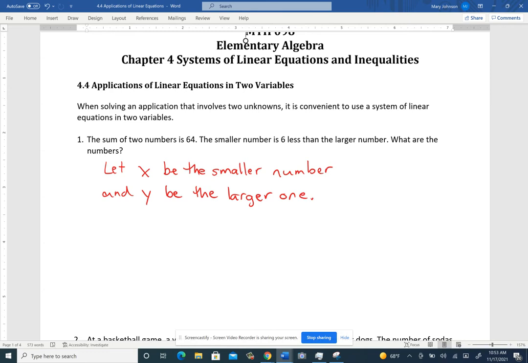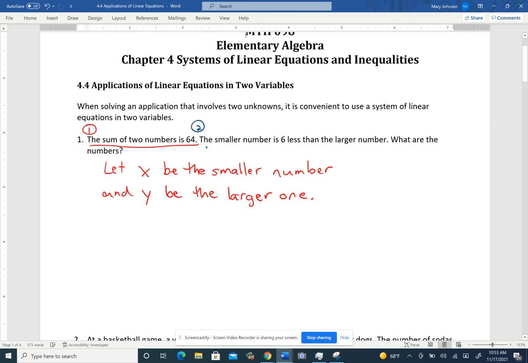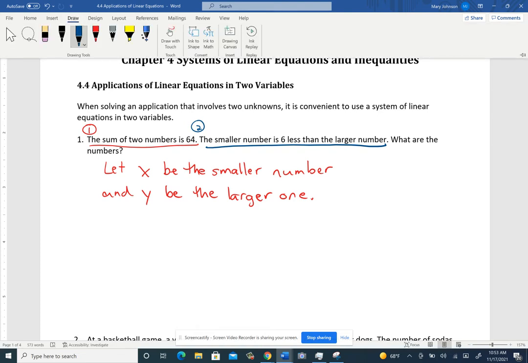All right, now notice we have two sentences on this problem. So each sentence, this first sentence, and then this second sentence, are going to get translated, and that'll give us two equations with two variables. And then we'll wind up using the techniques like substitution or elimination to solve them. Okay. All right, so the first equation.